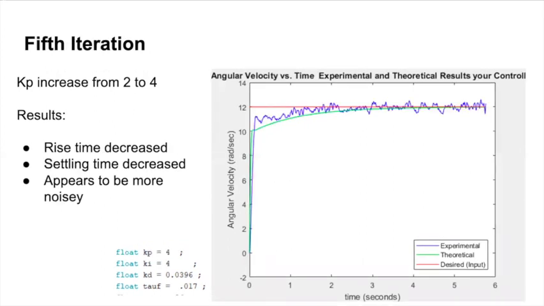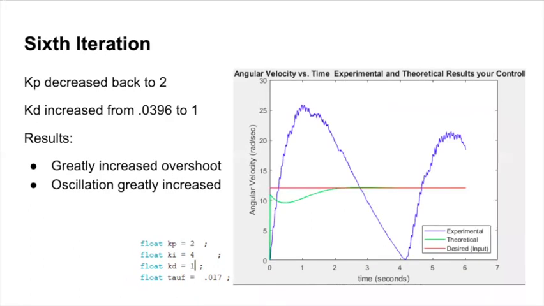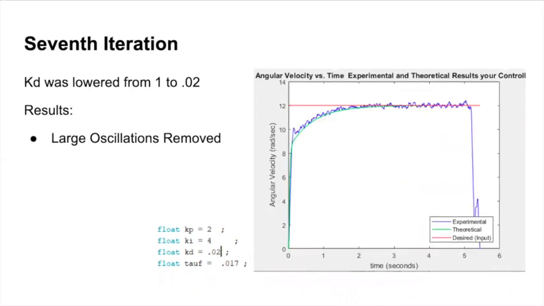On the fifth iteration, rise time decreased and settling time decreased, but it was a bit more noisy with that change. So we changed KP from 2 to 4. On this one, since we changed KP, we saw some massive oscillations. So we lowered KD from 1 to 0.02, and we saw this much better graph here. That resulted in the oscillations being removed. We did see this small overshoot here, which we didn't really like.